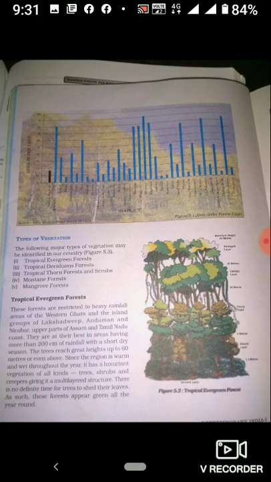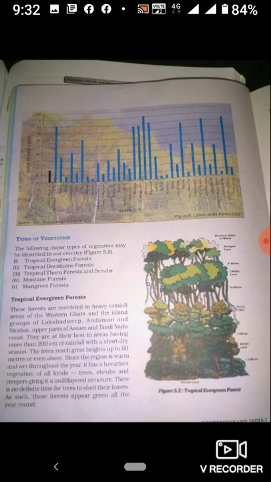Next, tropical deciduous forest. These are the most widespread forests of India. They are also called the monsoon forest. On the basis of availability of water, these forests are further divided into moist and dry deciduous forest. So, the division into moist and dry deciduous forest depends on the availability of water.